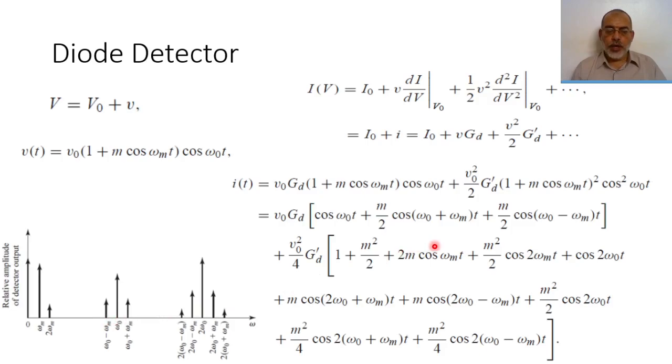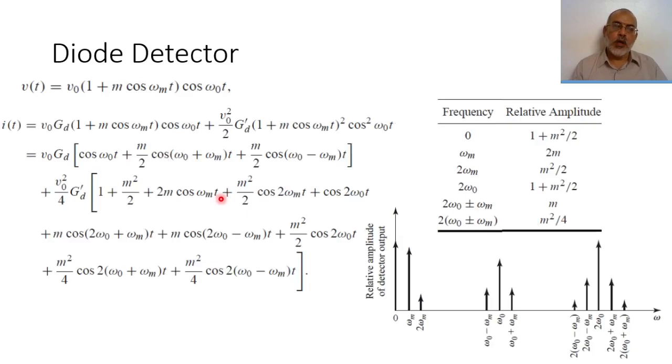And then we have a component operating at twice the carrier frequency, 2 omega naught. We have a component operating at 2 omega naught plus omega_m. We have a component at 2 omega naught minus omega_m. We have a component at 2 omega naught plus 2 omega_m. We have a component at 2 omega naught minus 2 omega_m. So this is the whole spectrum of the small signal of the diode detector.